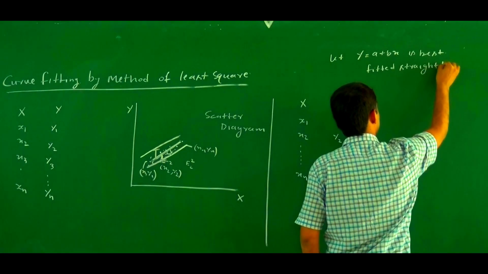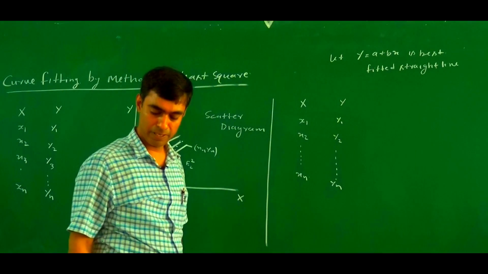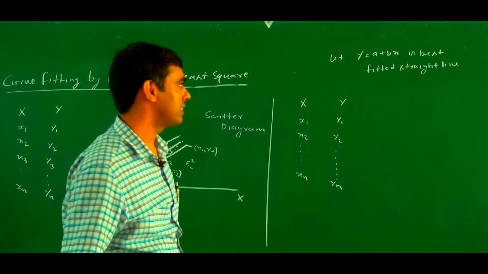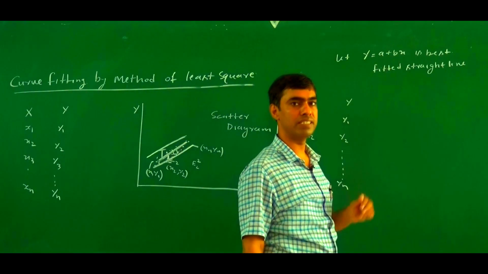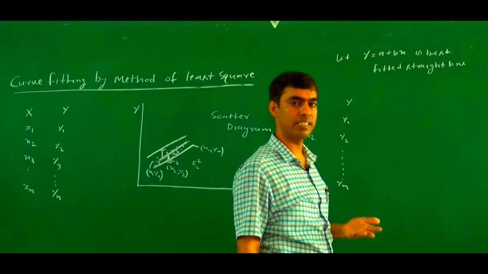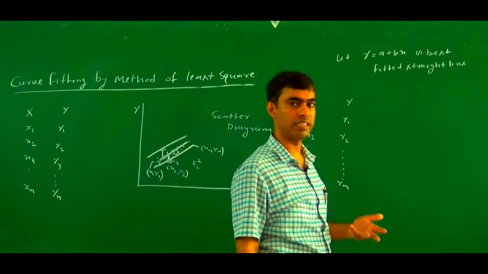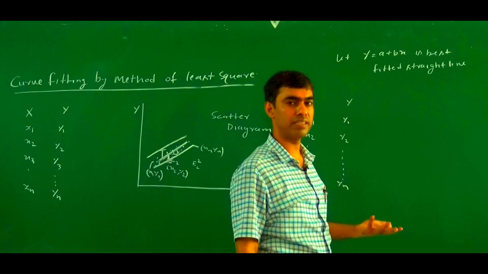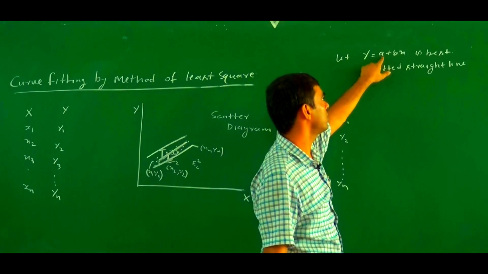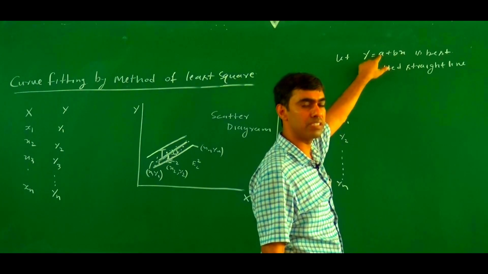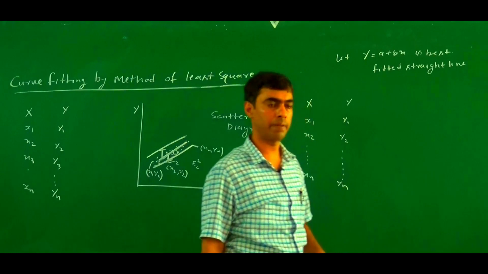Straight line. Best fitted straight line. Now, one straight line is different from another straight line, only the values of a and b are different. Means y equals 2 plus 3x, y equals 4 plus 5x, only a and b are different. If a and b are different, then we find a different straight line. So here we try to find the best fitted straight line, means we try to find the best fitted value of a and b.